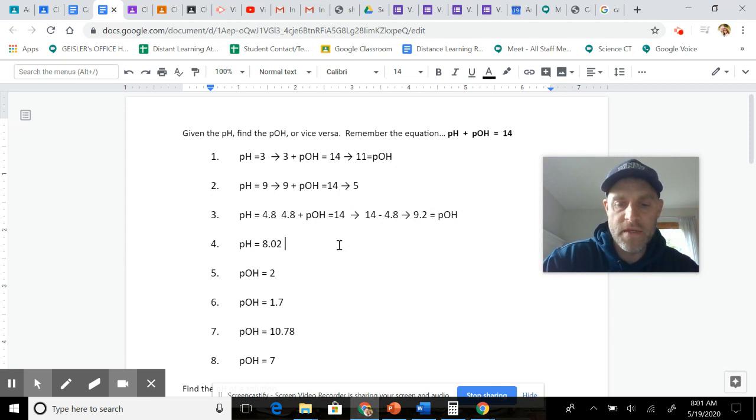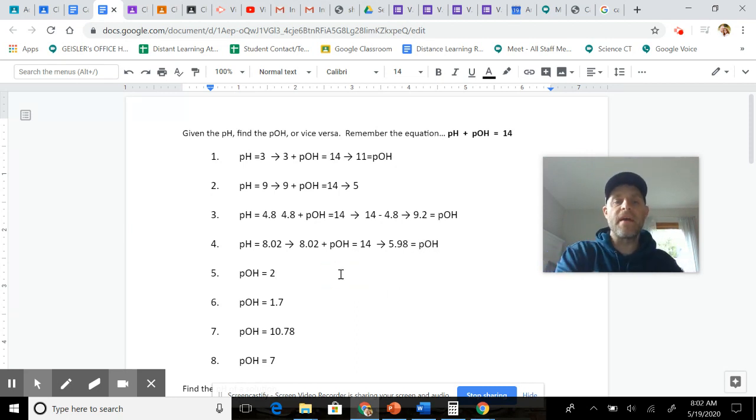Okay, one more of those. 8.02 plus POH equals 14. Again, if you have to do it on the calculator, 14 minus 8.02. Okay, I think that's 5.98. If my math is right, and I think it is, there's your POH.